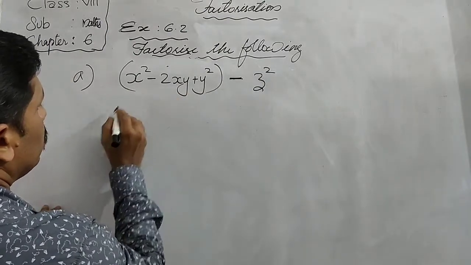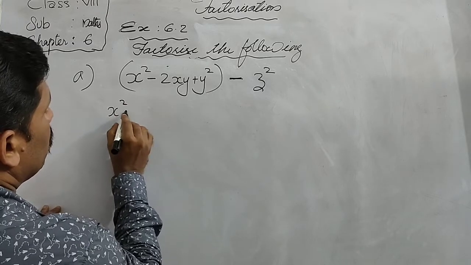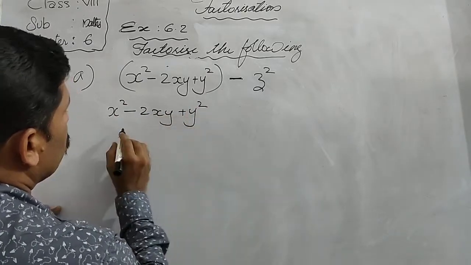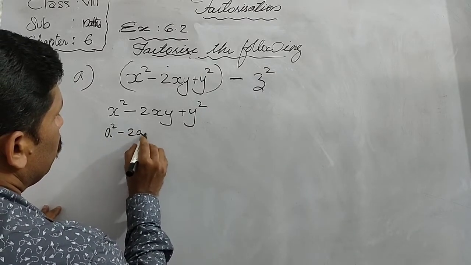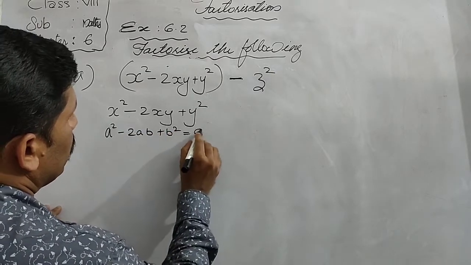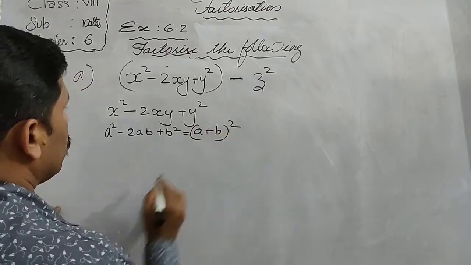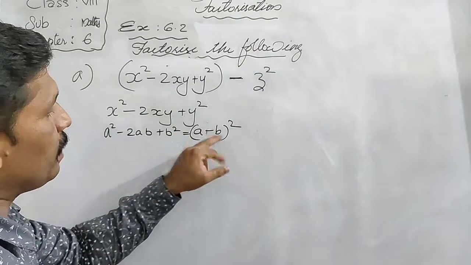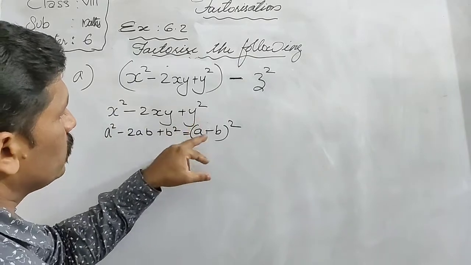So if we take only this trinomial, x square minus 2xy plus y square, this is in the form of a square minus 2ab plus b square. That identity is equal to (a minus b) all square. A square minus 2ab plus b square is equal to (a minus b) all square. So that is the format here.